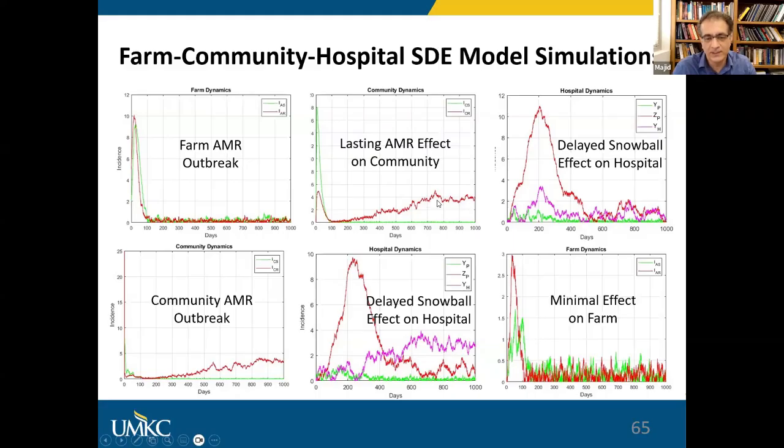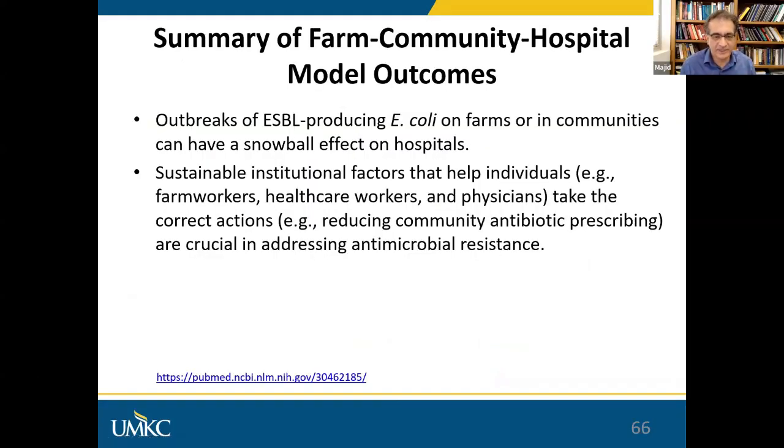So something like 4 infected individuals in a community and a big snowball effect in a hospital that can go even up to 11 infected patients with the antimicrobial resistant type of E. coli. Community outbreak, again, can have a snowball effect on the hospital, but it does have minimal impact on the farm. So the summary is exactly what I just said. The snowball effect is in there. Farms and communities can directly influence the outbreaks of ESBL producing E. coli or UTI in hospitals.